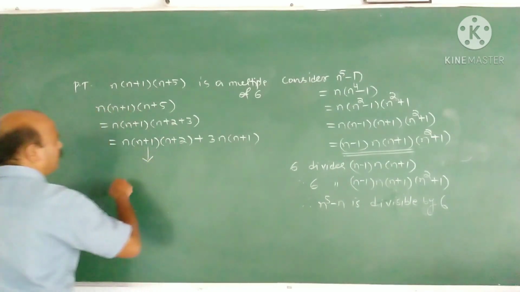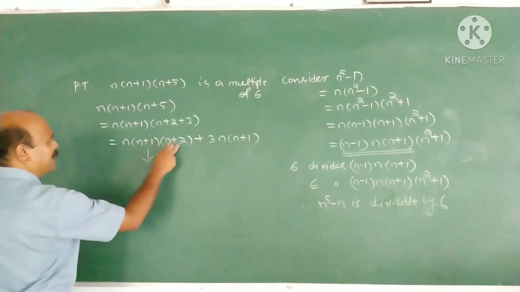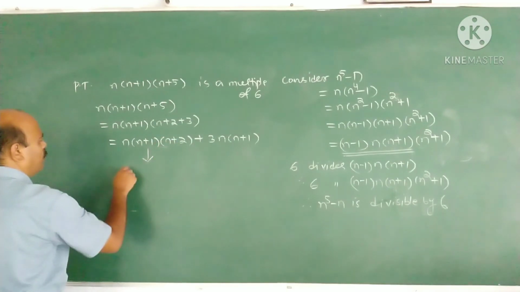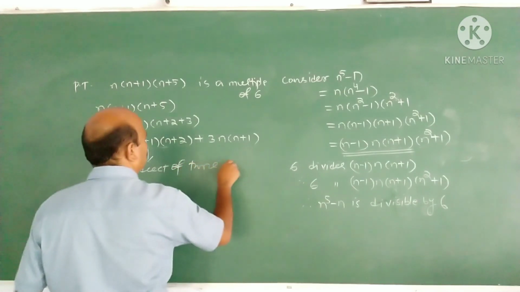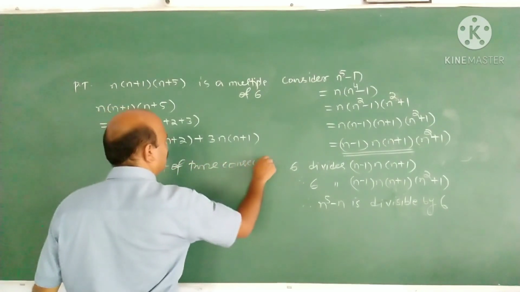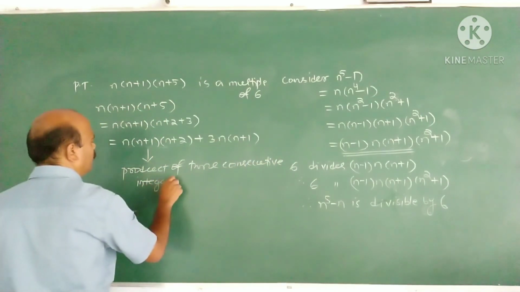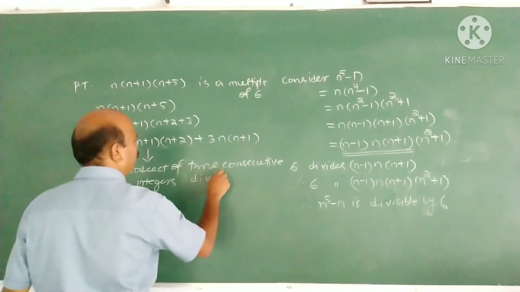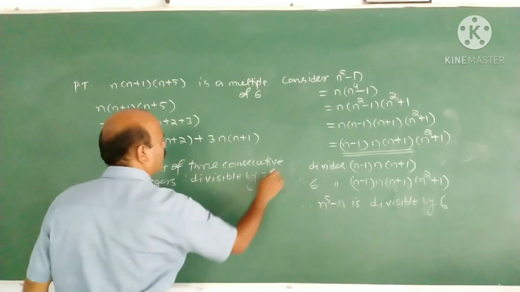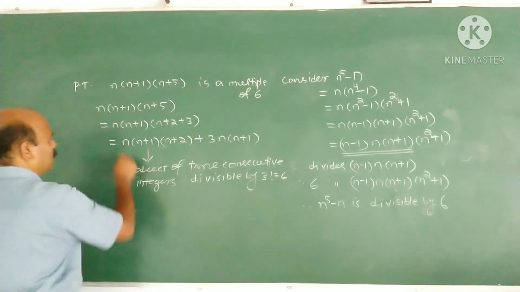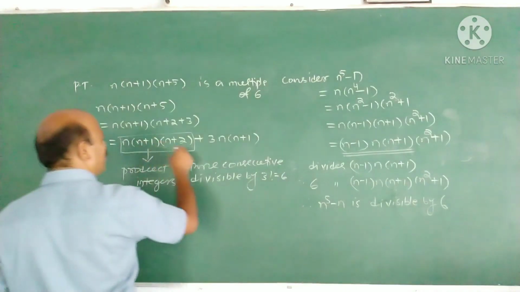Now what is this? It is a product of 3 consecutive integers, n, next n plus 1, next n plus 2. It is a product of 3 consecutive integers, therefore divisible by 3 factorial or 6. See, the first part is divisible by 6, or it is a multiple of 6.